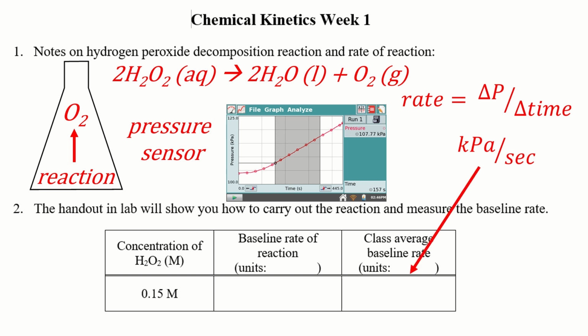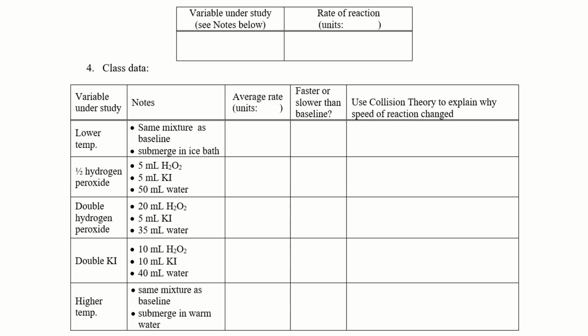Down here, we're going to pretend we carried out this reaction once. Let's say that as a class, we got the following rate, 0.046. That means that every second that went by, the pressure went up by 0.046 kilopascals. That is going to be our baseline rate. Further down on the page, we have this big table. So here's our baseline rate from before, 0.046.